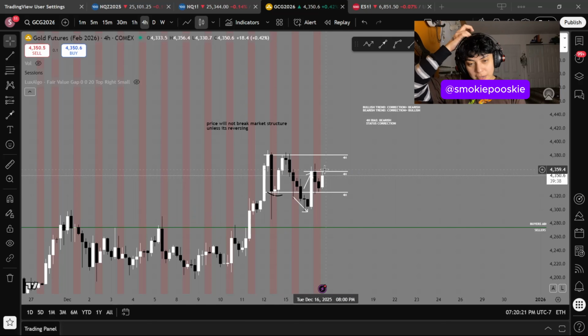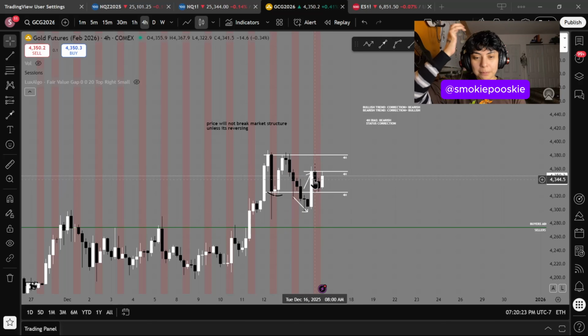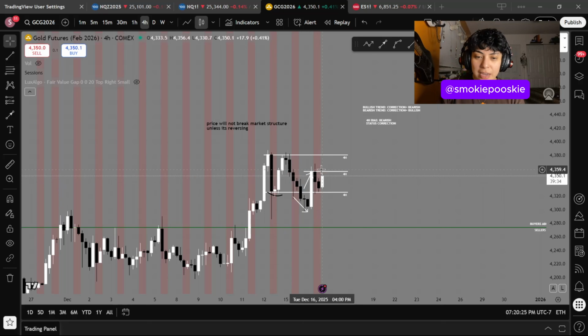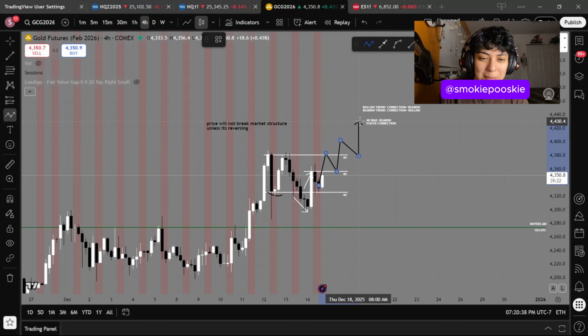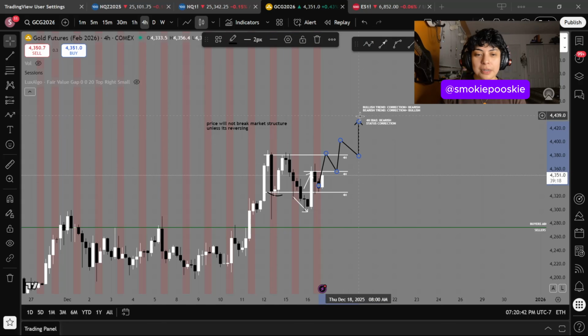Price would either have to break this high and continue to make bullish structure to then tell you, hey, I'm back on my bullish trend, and I'm going to continue bullish.